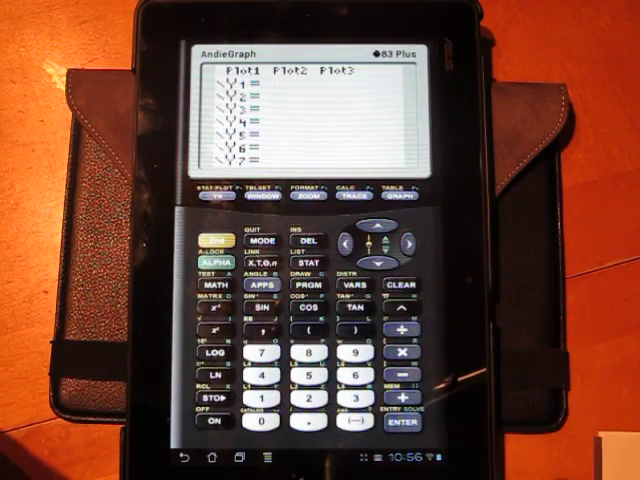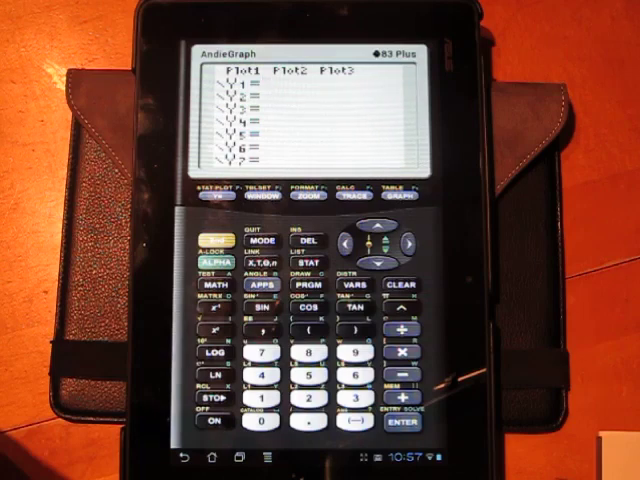If you don't turn it off, there's a chance you're going to get an error message later on. If you get an error message, something like invalid dim, I think that's what it actually says, chances are one of your plots is on, so go back and turn them off if you're getting that error message as we go forward.